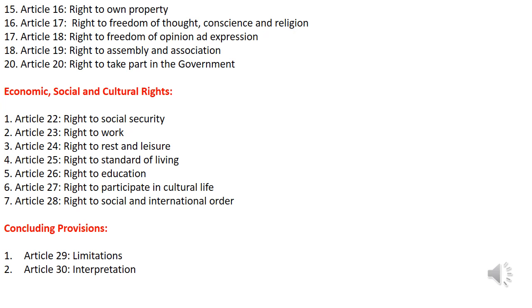Coming to the right to rest and leisure under Article 24. Everyone has the right to leisure and rest, including reasonable limitation of working hours and periodic holidays with pay, which we have studied under labor law. Coming to the right to a standard of living. Article 25 gives this right to a standard of living adequate for the health and well-being of himself and his family. If there is any disability, sickness, unemployment, widowhood, old age, all these social security provisions are involved in the right to a standard of living.